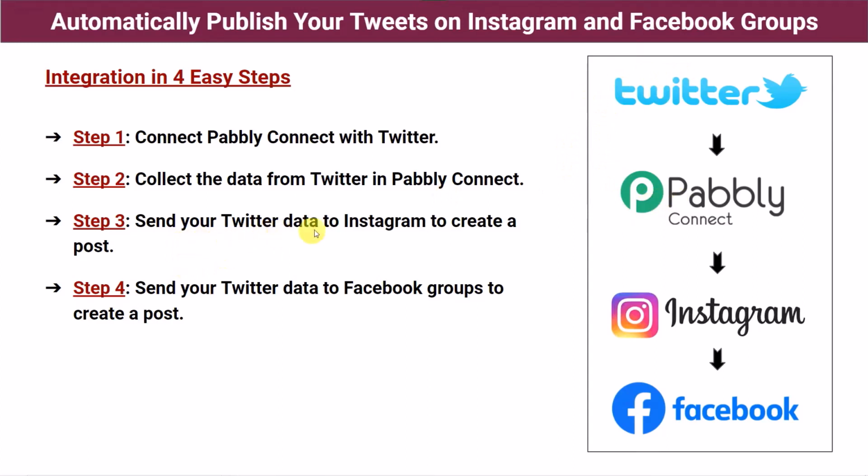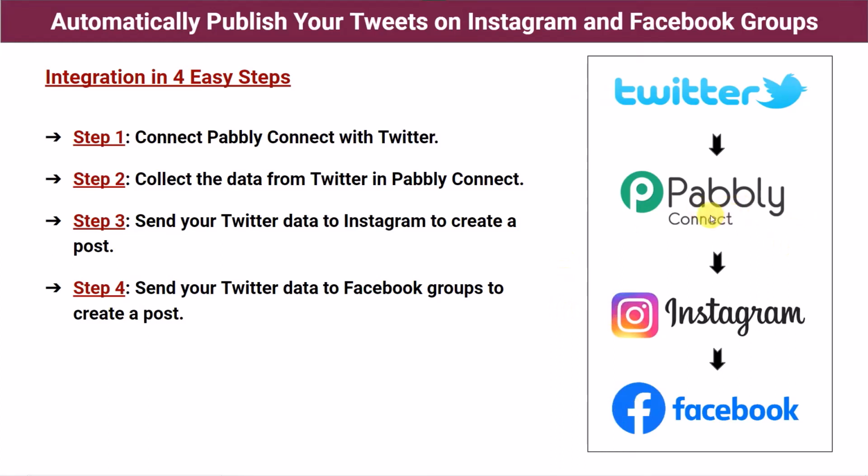Step 3, send your Twitter data to Instagram to create a post. So whatever the data Pabbly Connect has captured from Twitter account, the same data will be sent to the Instagram account to create a new post. Okay. And step 4, send your Twitter data to Facebook groups to create a post. So whatever the data Pabbly Connect has captured from Twitter, the same data will be sent to the Facebook group also, and a new post will be created over there. So in this way, we will be creating an integration between Twitter, Instagram and Facebook using Pabbly Connect.